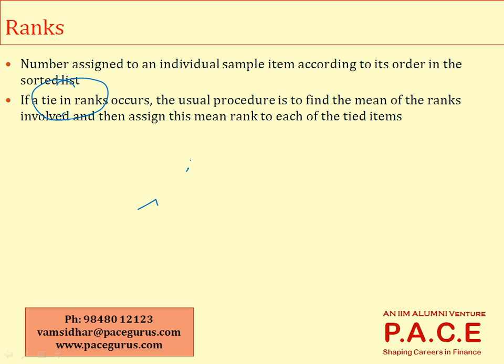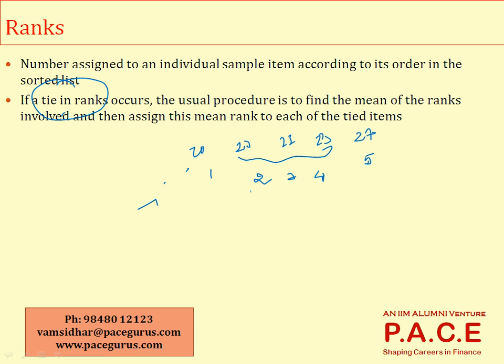For example, if my data is 20, 23, 23, 23, 27. Now, obviously, 20 should be ranked 1. Then there is a tie for these 3 23s. So, logically speaking, between positions 2, 3 and 4, these 3 are getting tied up. And the last one is obviously a 5.